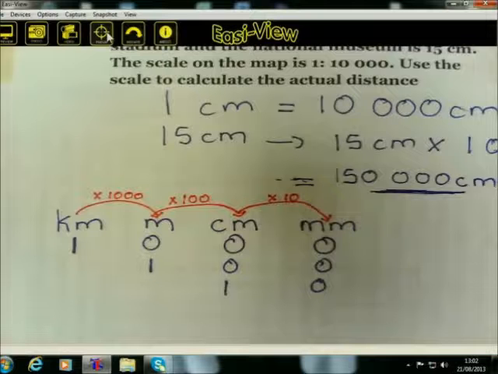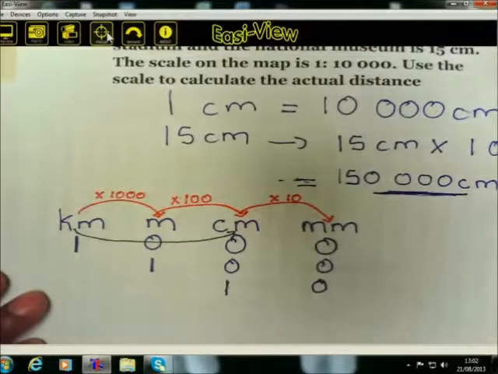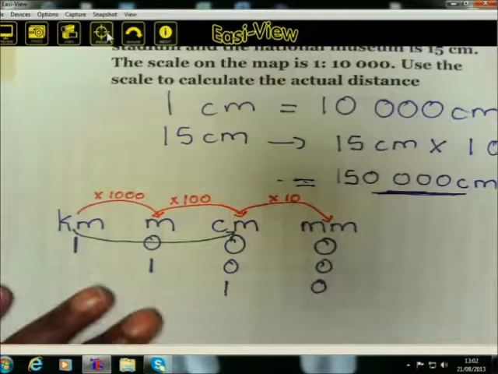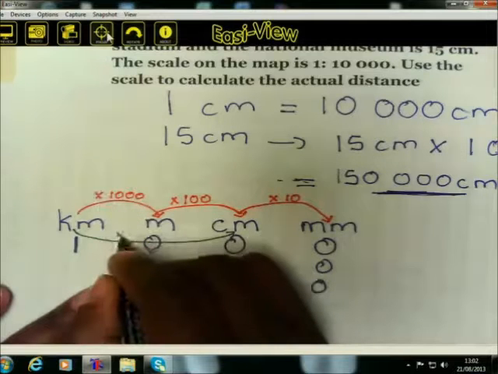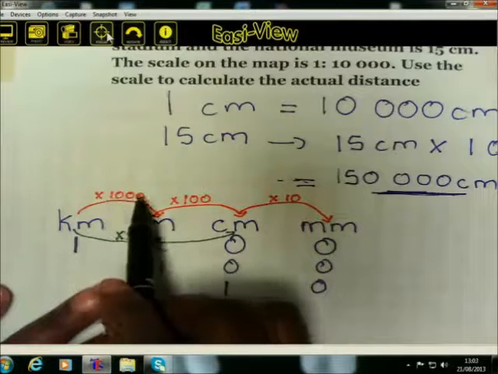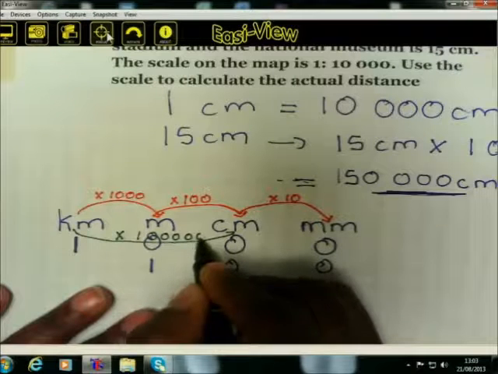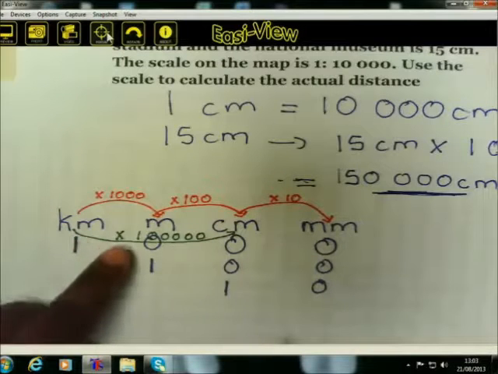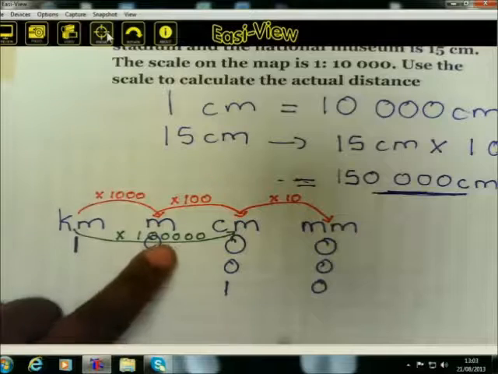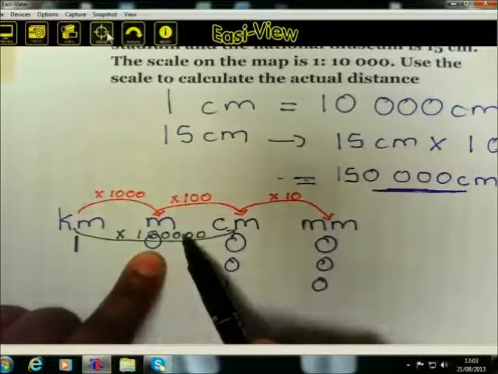Let's say you are converting from kilometers to centimeters. The only thing you have to do is count the number of zeros from here to there. It means we are going to multiply by 1, 2, 3, 4, 5. Which means when I convert from kilometers to centimeters, I'm going to multiply by 100,000.